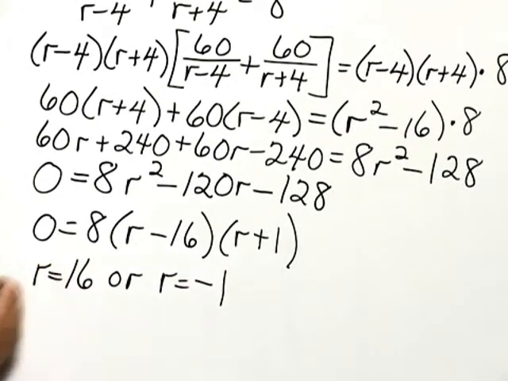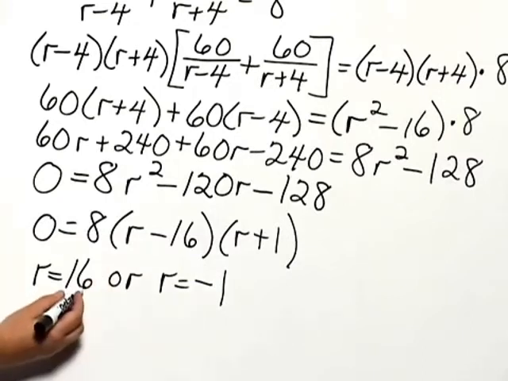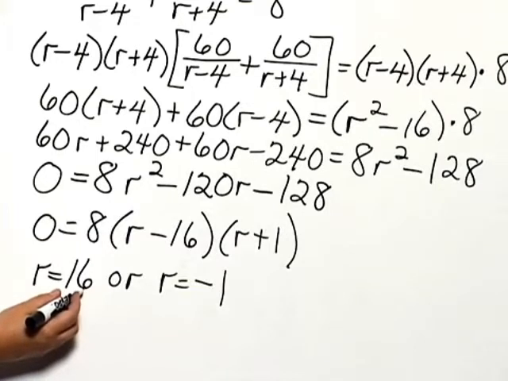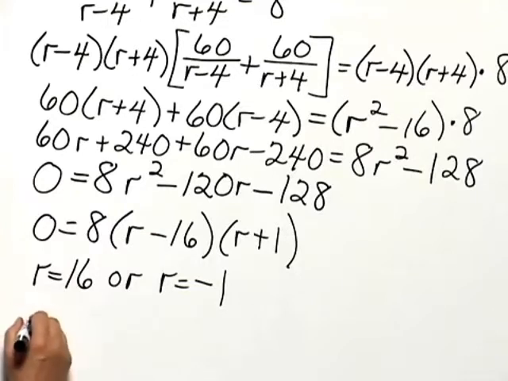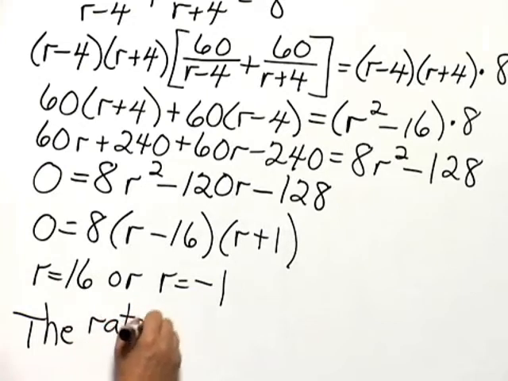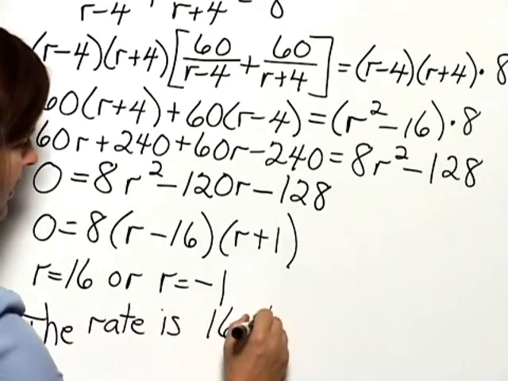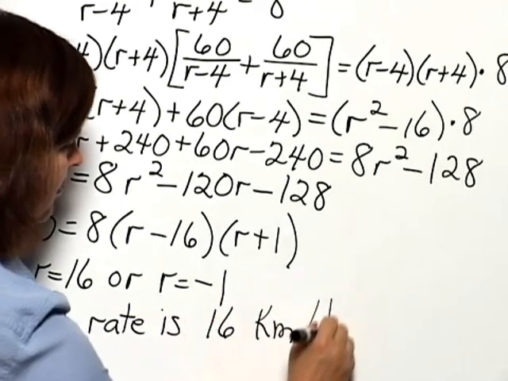Now when we get to the check step, we have to think what our problem was about. It was about the rate of the boat. Negative 1 does not make sense in that situation, so we're left with 16 as a possibility. If we substitute 16 for R, we would find that the times would add to 8 hours. So it checks, and we say the rate of the boat, or the speed of the boat, has to be 16 kilometers per hour.